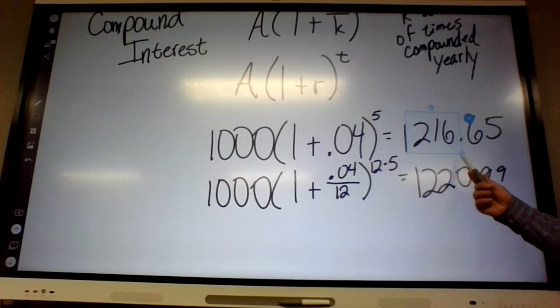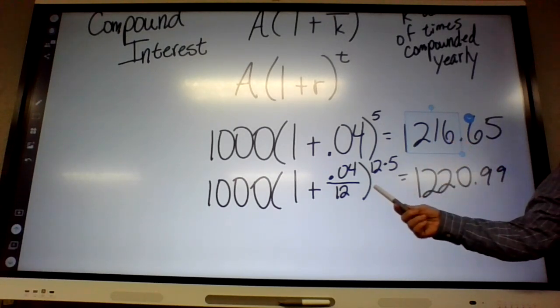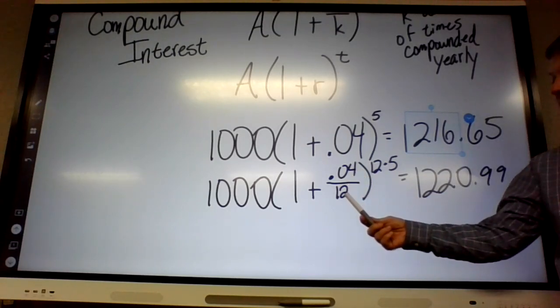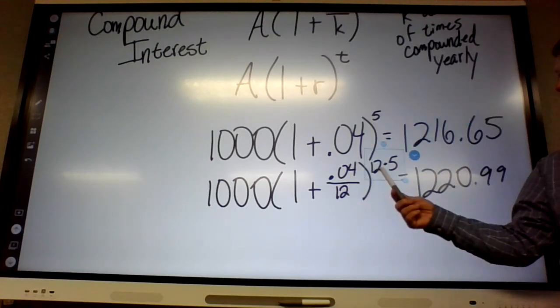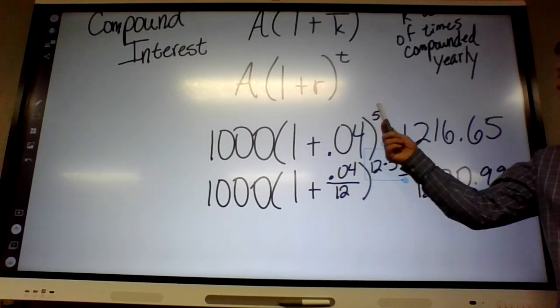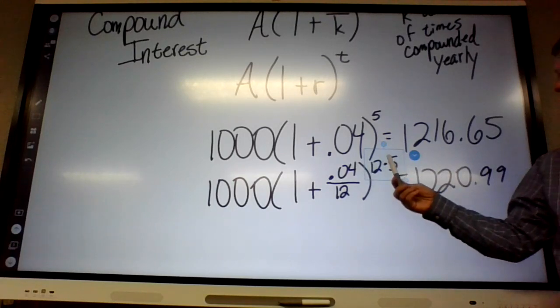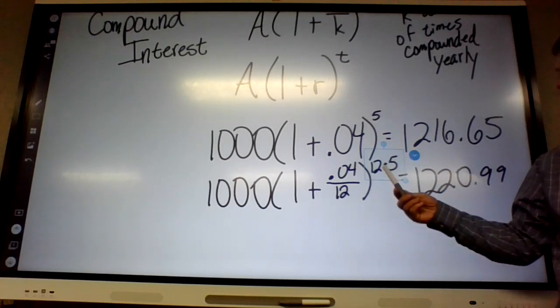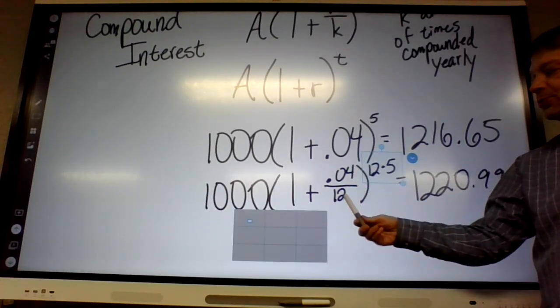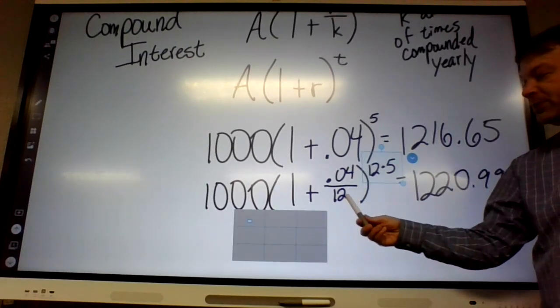So we did a little bit better. It doesn't make a huge difference. Why does this one make more money? Okay, that 4%, notice you're getting paid 12 times as many times as you would have up here. Here you're getting paid 5 times, once per year. Here you're getting paid 5 times 12, so that's 60 times. So it's 12 times as many as this. But your interest rate is only 1/12 of what it would be for each payment.